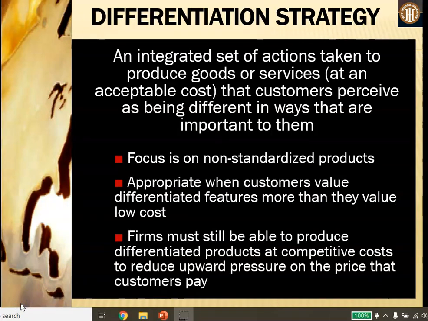We will now look at the differentiation strategy, which is an integrated set of actions taken to produce goods or services at an acceptable cost that customers perceive as being different in ways that are important to them. The differentiation strategy focus is on non-standardized products. It is appropriate when customers value differentiated features more than they value low cost. Firms must still be able to produce differentiated products at competitive cost to reduce upward pressure on the price that customers pay.